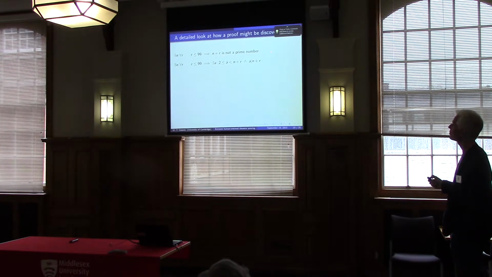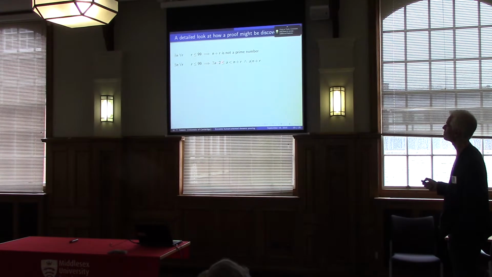What I mean by not a prime number is just the usual thing: you've got some number that's strictly between 1 and n plus r, and it divides n plus r. And it has to be an integer and so on.